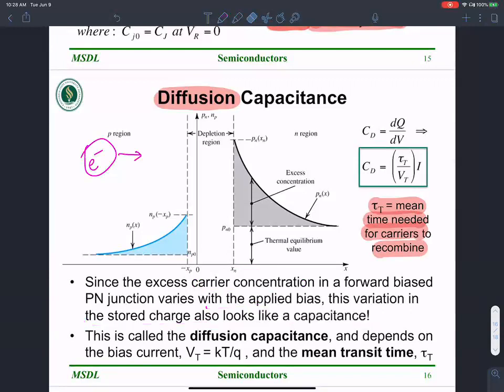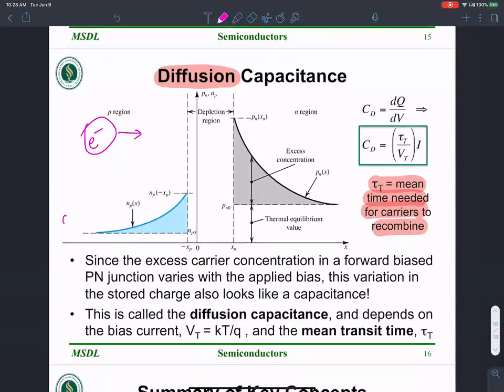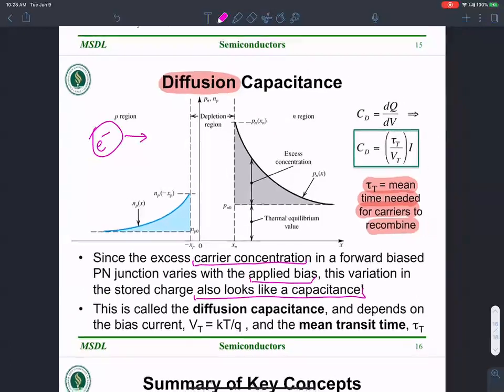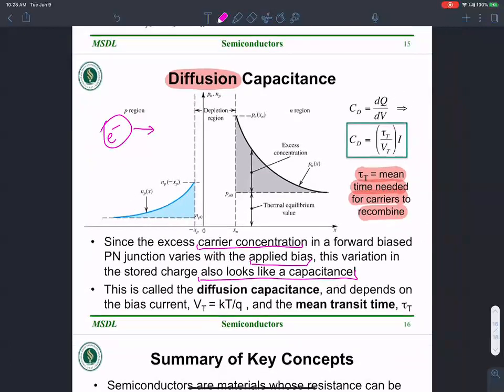Okay, so that's the idea. When the charge increases with the voltage, that's the fundamental operation of a capacitance. The charge carrier concentration in the forward bias PN junction increases with the applied bias. When we increase the forward bias value, that increases the charge carrier concentration, and that replicates a capacitance action. This is called the diffusion capacitance.